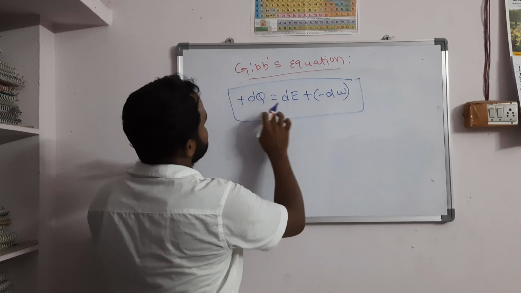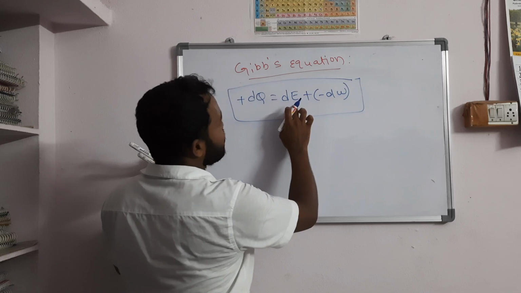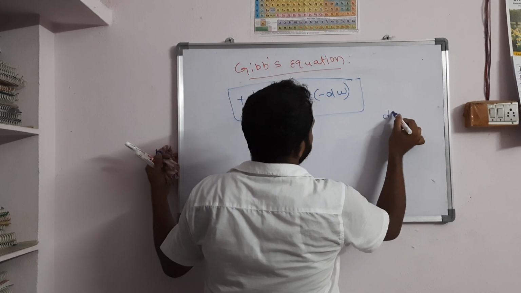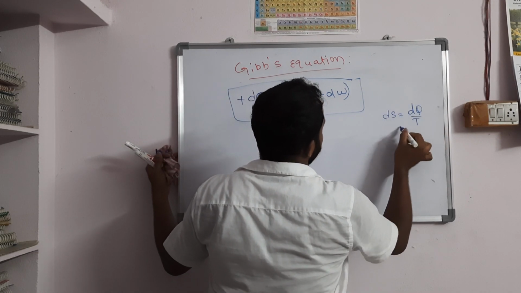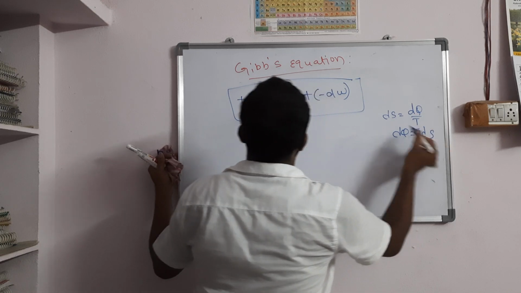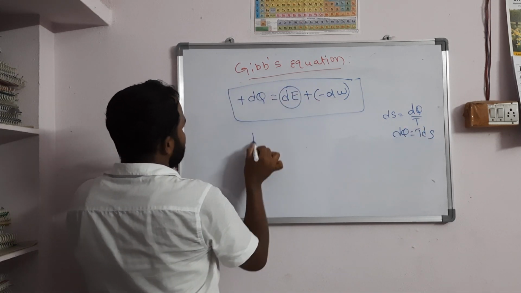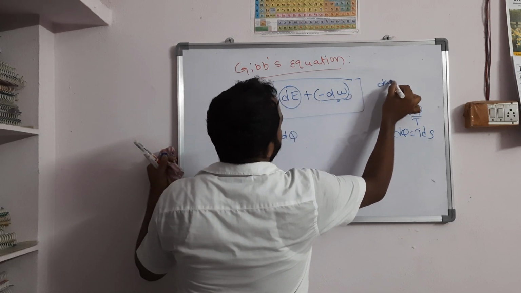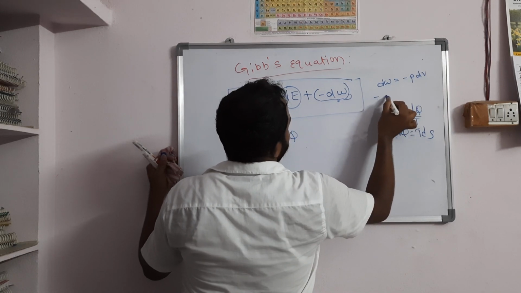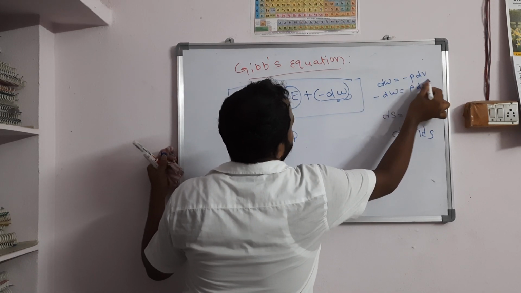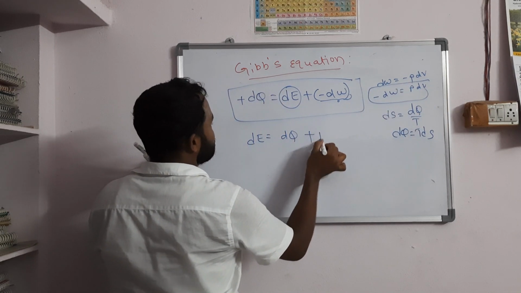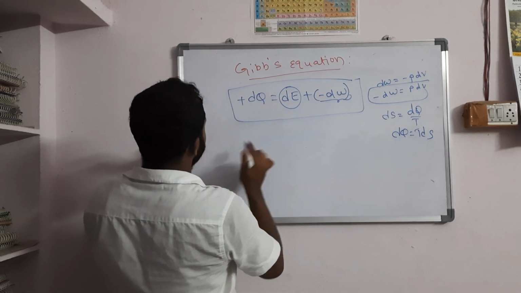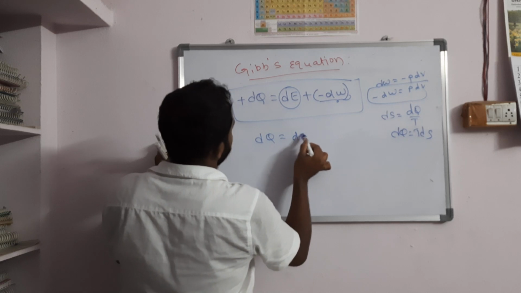Heat supplied to the system is equal to the sum of the change in the internal energy and work done by the system. Now already we know that dS is equal to dq by T. So dq can be written as TdS, right? Substituting minus dw is equal to PdV, dq is equal to dE plus PdV.